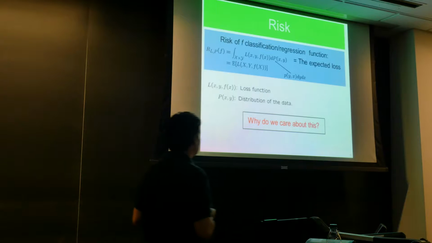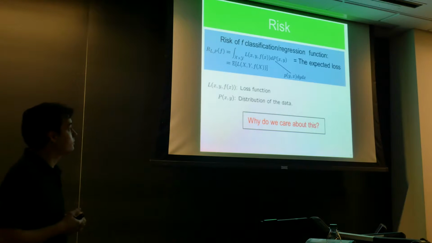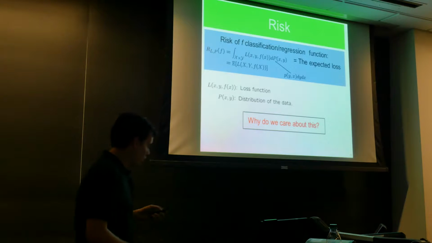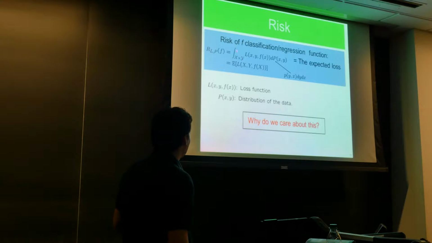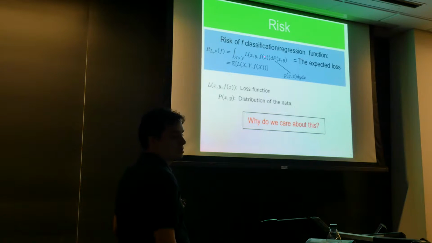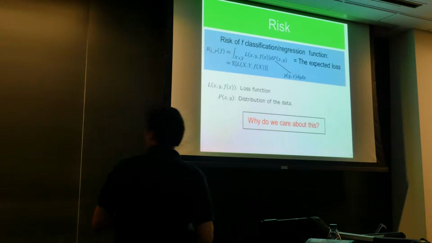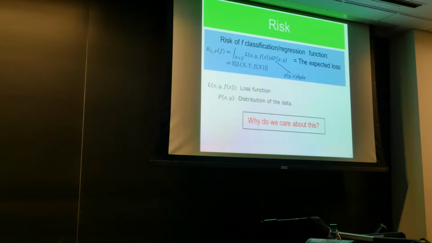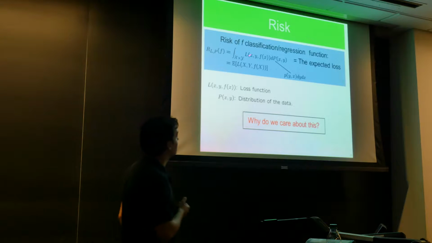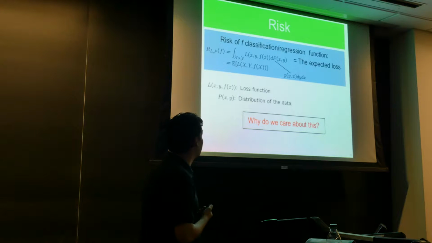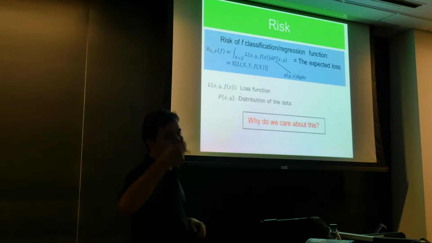Okay, so this was the loss. We will need the definition of the so-called risk function. The risk is defined as the expected value of the loss on your data. As we discussed, the (x, y) pairs have a joint distribution P_XY, and we take the expected value of your loss with respect to this distribution your data is coming from. So the risk is just the expected loss.